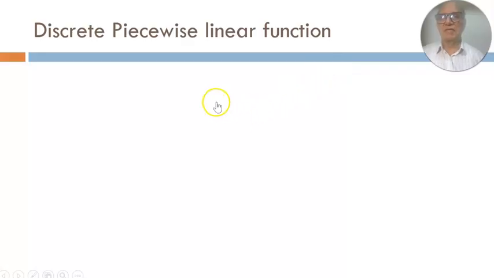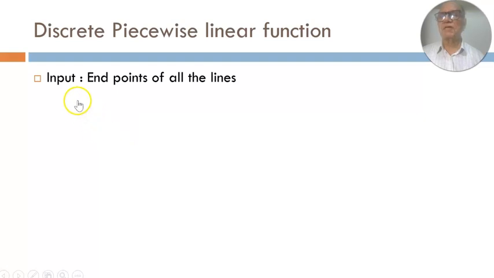So, the discrete piecewise linear function. What is the input to this? Input to this piecewise linear function is the end points of all the lines. So we are assuming that our signal is capable of being represented by a number of piecewise linear segments. Every straight line, if its 2 points are known, the others can be calculated. So our main program will provide these endpoints for the lines, and the function will calculate all the intermediate points and then give the complete signal.